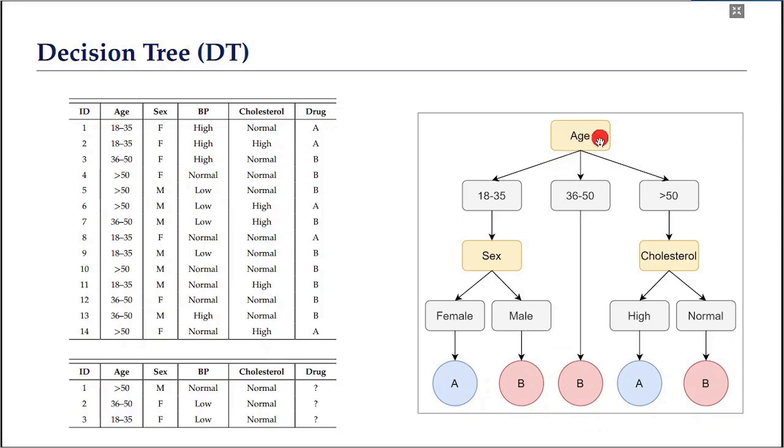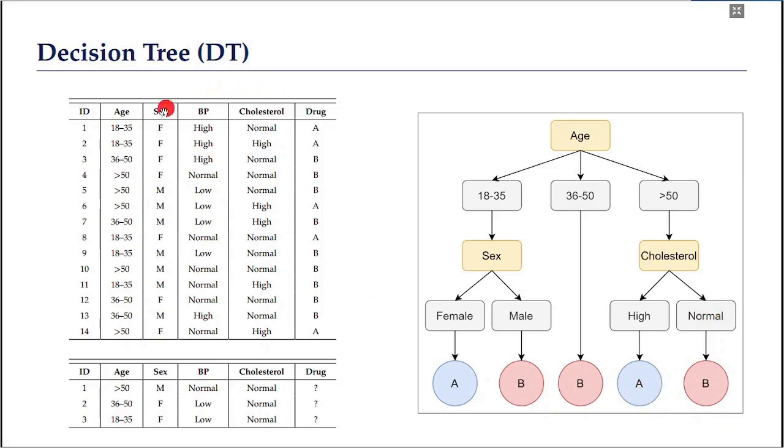The same is true here. If the age is between 36 and 50, we can ask about other variables, and finally the outcome will be B. And for an age greater than 50, we can ask about cholesterol, and whether the cholesterol is high or normal, we can determine the outcomes.